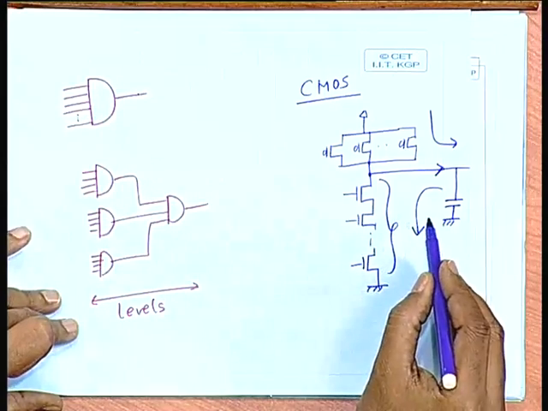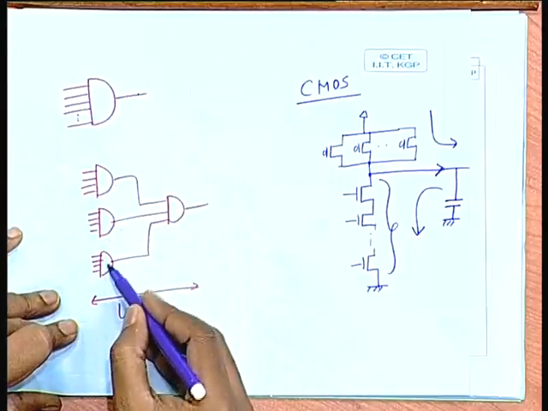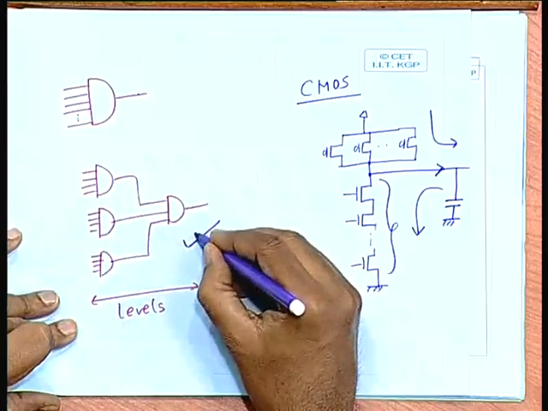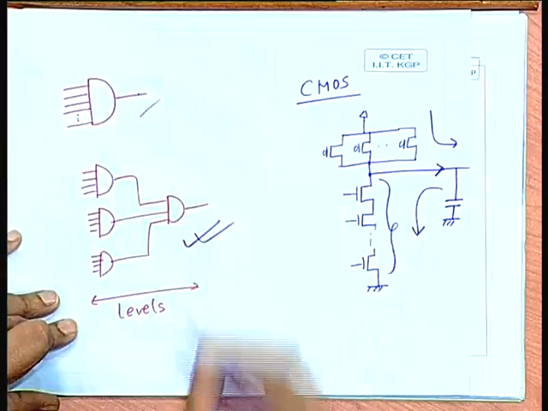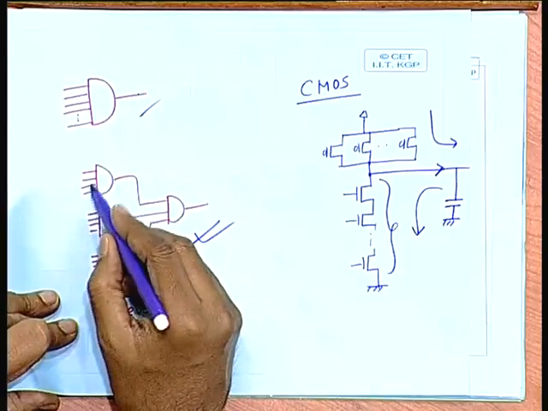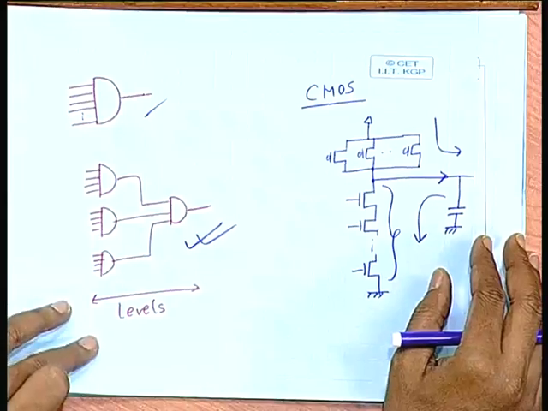So, it has been found that if you break it up into smaller input gates with a larger number of levels, this may be a faster solution as compared to this. Typically, we do not use gates whose inputs are more than 4 or 5. That is a rule of thumb.